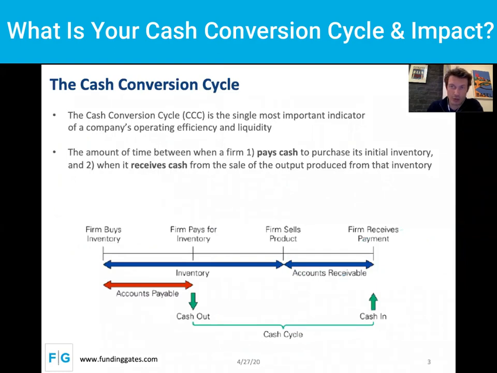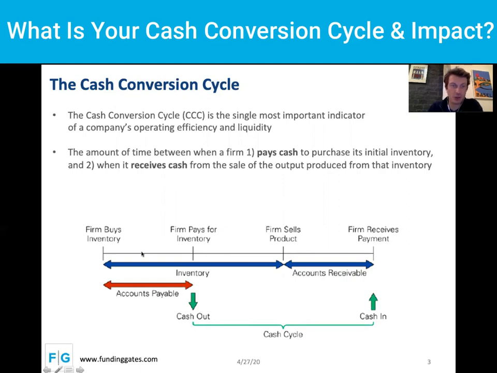So basically, the cash conversion cycle is the most important indicator of a company's operating efficiency and liquidity, and it's essentially the time from the moment when you pay your suppliers for products, goods that you purchase from them, to the time when you're getting paid from your customers, right?